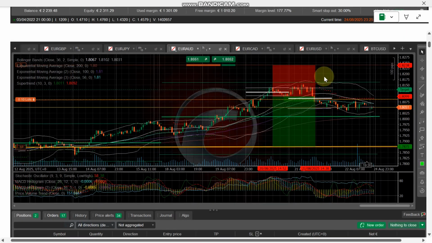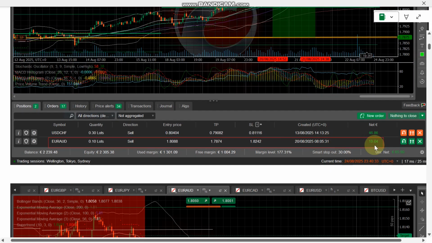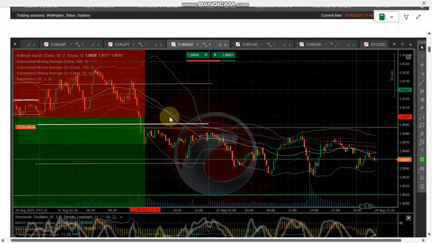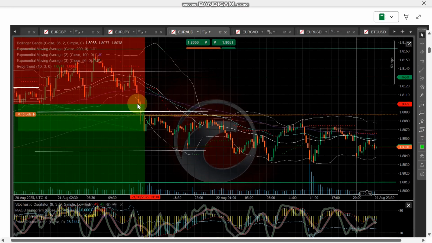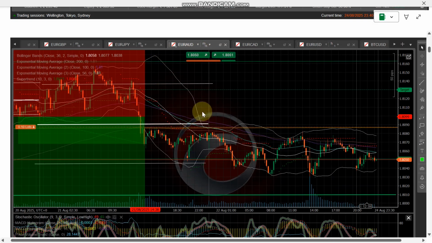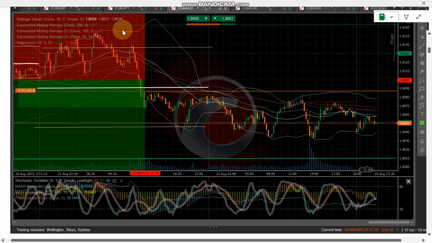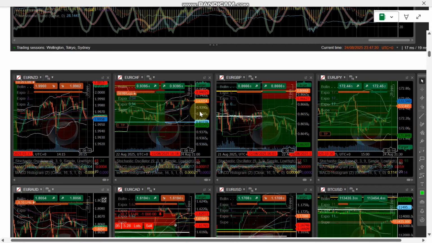Okay, this is what is activated right now. It's still running, floating, and this is the Euro pair Euro Aussie at the lower time frame at 15 minutes. So this is like my sell and my take profit should be down there. So this is the thing, the mark.